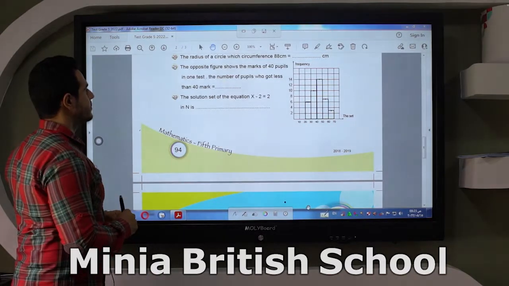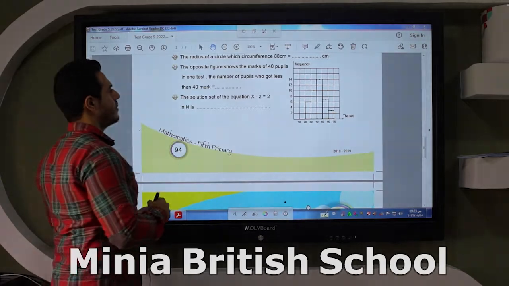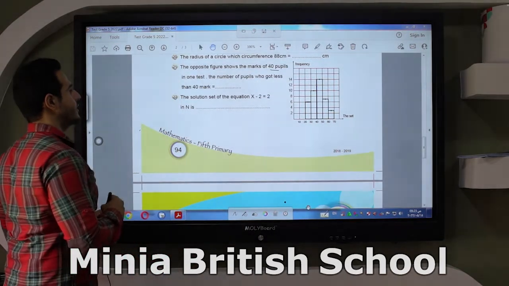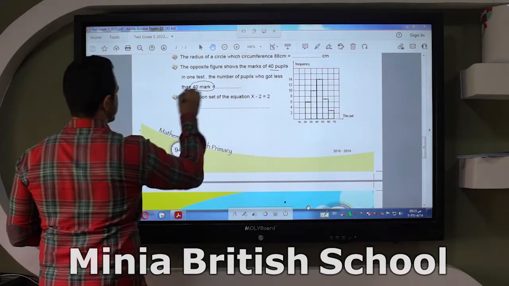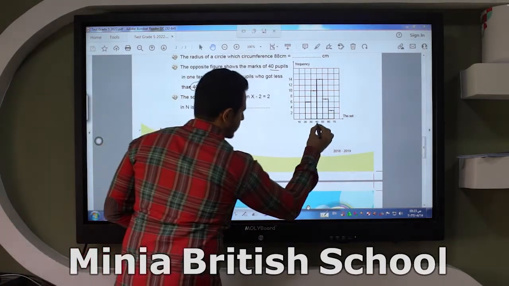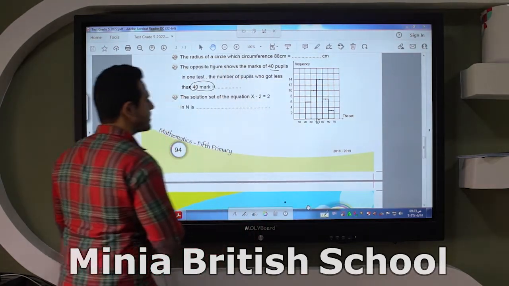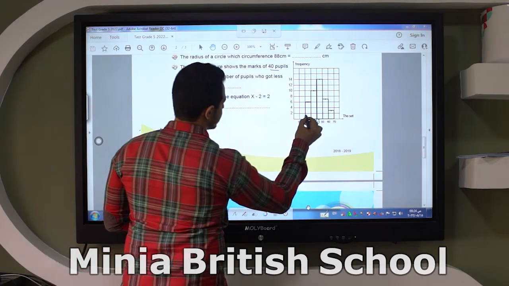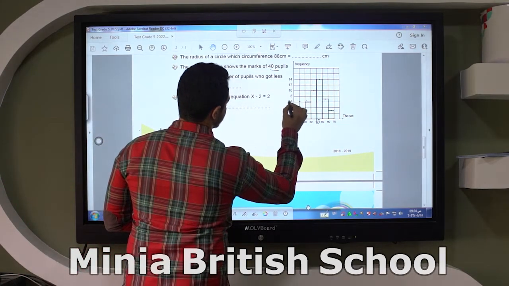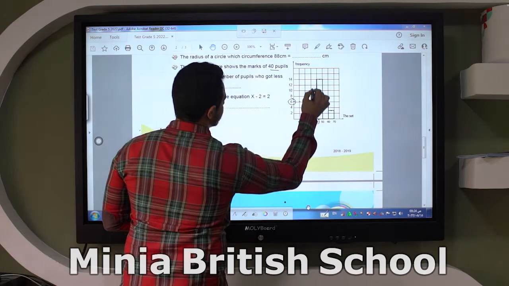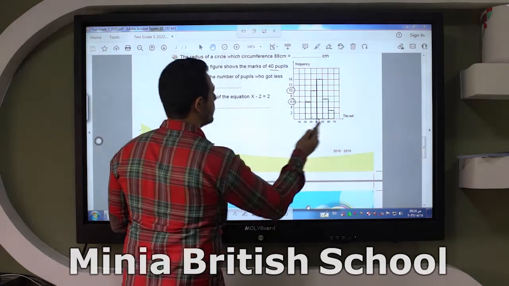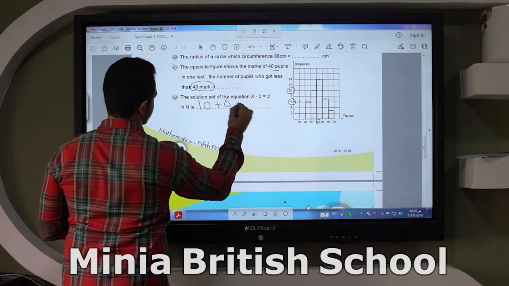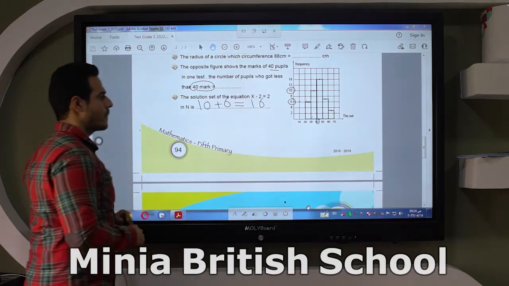Number 21. In the opposite figure, the marks of 40 pupils in one test. The number of pupils who get less than 40 marks. Okay, 40 marks is this number. How many students get marks less than 40? At first, this is 6 and 30 is 10. So how many pupils less than 40? 10 plus 6 equals 16.